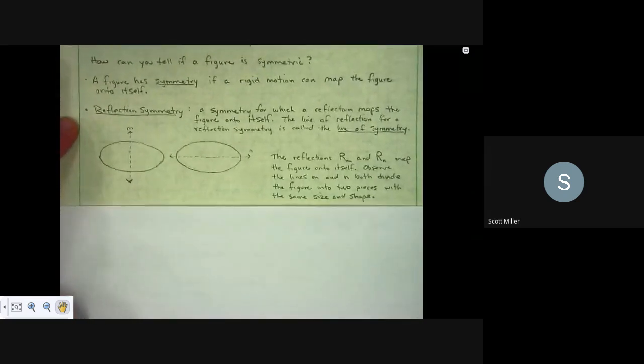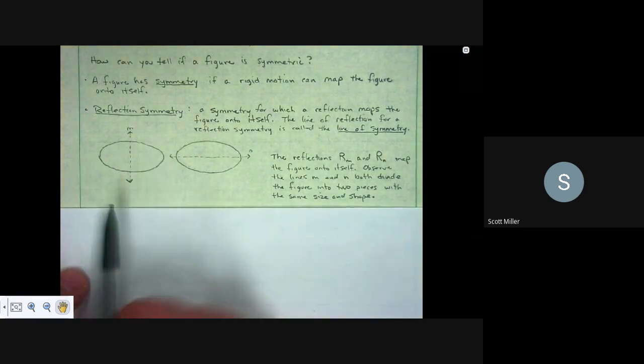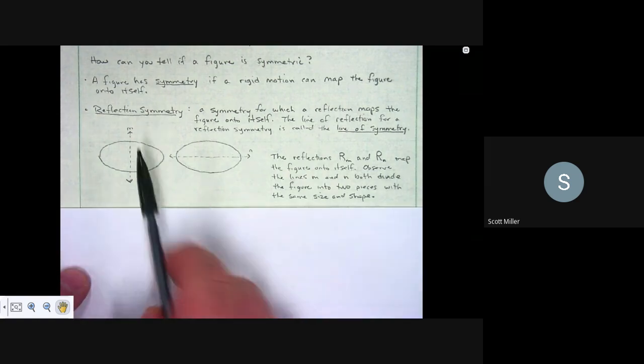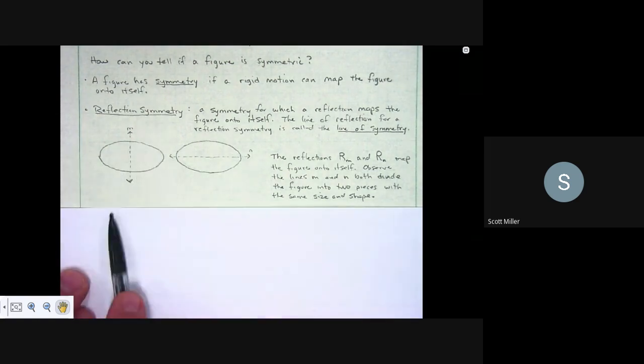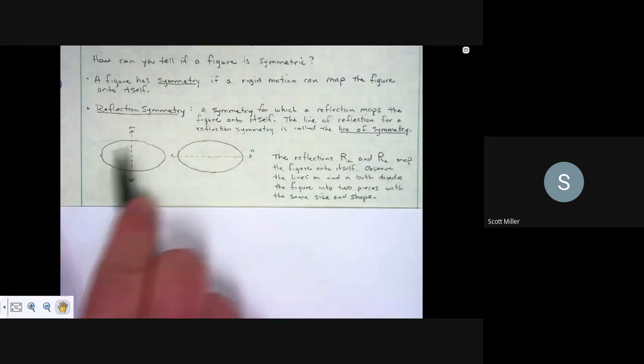Reflection symmetry is a symmetry for which the reflection maps the figure onto itself. The line of reflection for a reflection symmetry is called the line of symmetry. So how many lines of symmetry does something have? I drew some ovals here to show you some of the reflection lines that can occur. If I reflect this image, it's literally going to flip over and I'm going to get the exact same image again.